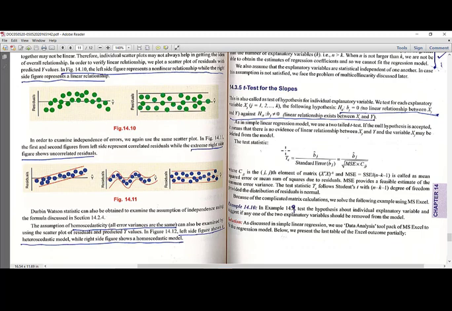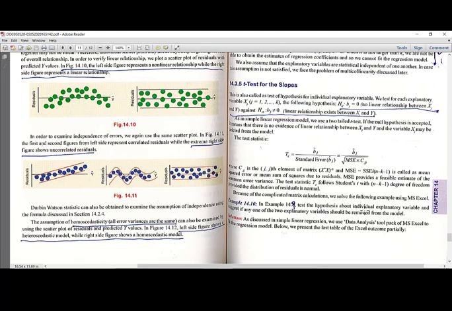The test statistic is given as Vj cap by the square root of MSE into Cjj, where Cjj is the jjth element of the matrix (X'X) inverse, and MSE is SSE by n minus k minus 1, called the mean squared error or mean sum of squares due to residuals. Now, let us apply this t-test to the problem of pie sales as a function of price and advertising expenditure: test the hypothesis about each individual explanatory variable and suggest if any one of the two explanatory variables should be removed from the model.